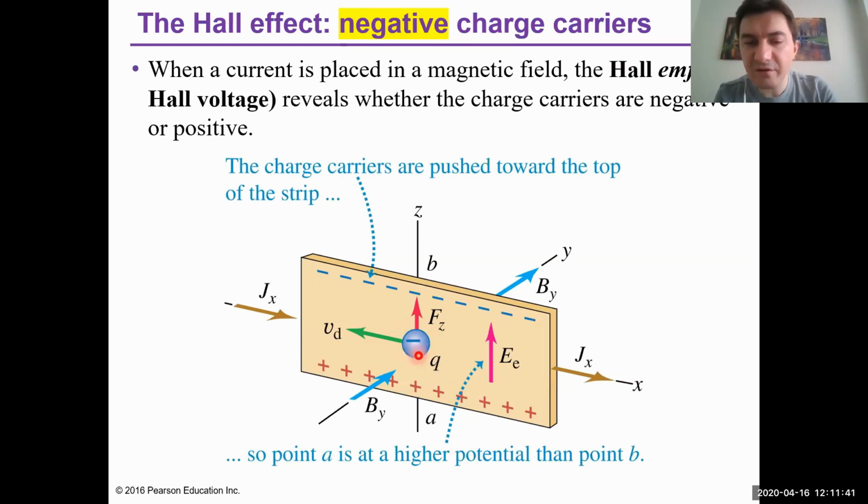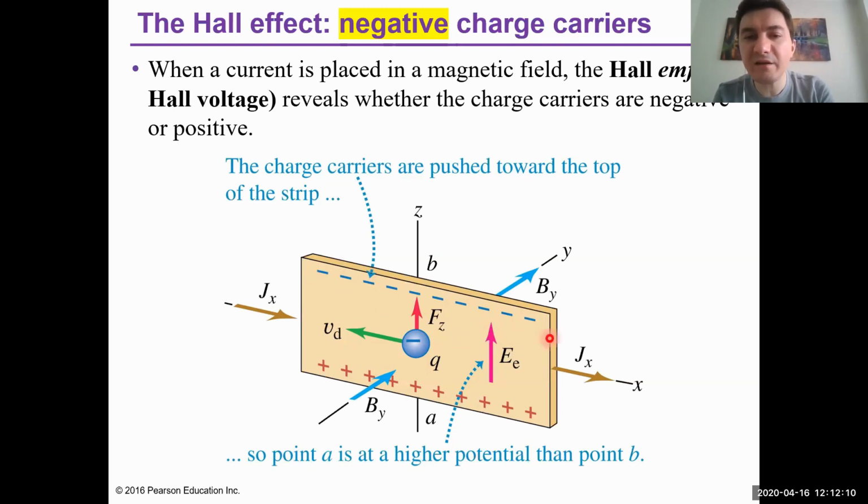Since we have negative charges, the drift velocity will be opposite to the current density, right? This is the direction of the drift velocity. This is the direction of the magnetic field. Apply the right-hand rule, then we will get the direction of the force acting on electrons. Okay, so then electrons will be deflected like this.